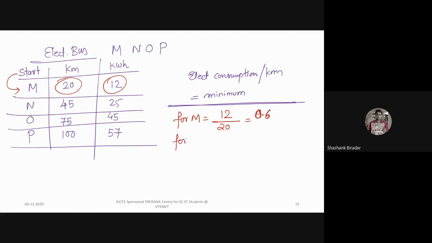Now, if you calculate for N, it has already traveled 20 kilometers. So I will subtract 20 from this one and get 25. So the denominator will be 25, and already it has consumed 12. So electricity consumption per kilometer for N stop is 13 divided by 25, which is 0.52. Then for the case of O, it has already traveled 45 kilometers, so I simply subtract 45 from 75, which gives me 30. So the denominator is 30, and it has already consumed up to this.